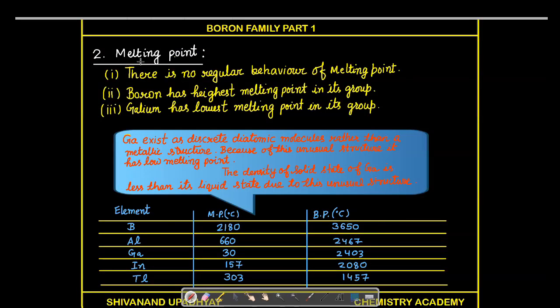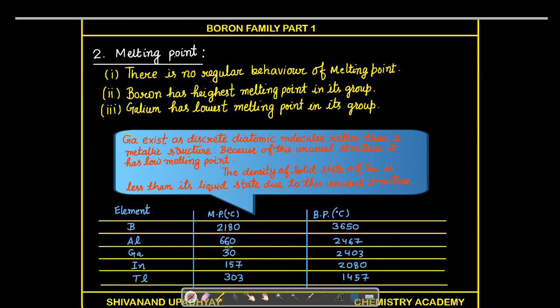The second general property for this group is melting point, and there is no fixed or regular behavior of melting point. Here the elements are given with their melting points. Boron has the highest melting point of 2118 and gallium has the lowest melting point. Gallium's melting point is 30 degrees Celsius, our body temperature is 37 degrees Celsius, and room temperature is 25.